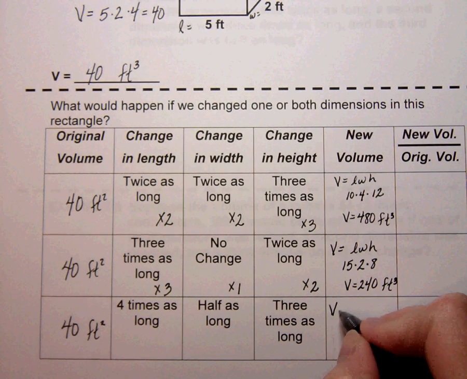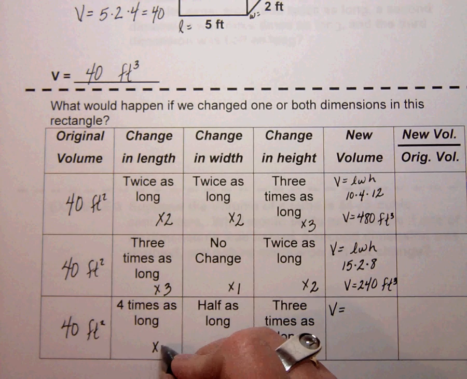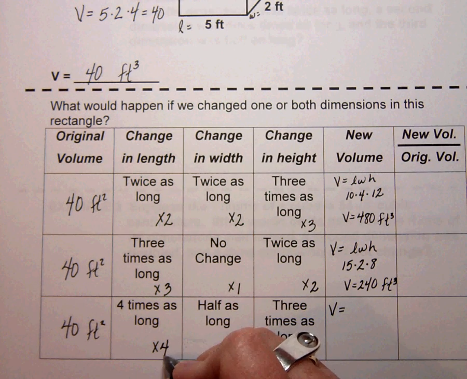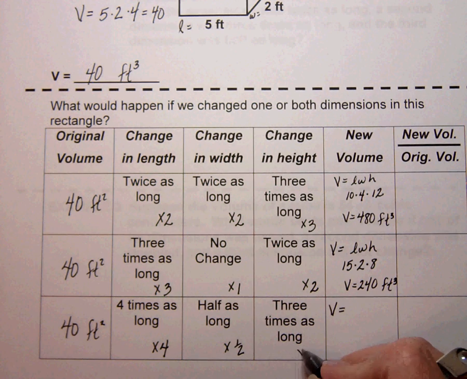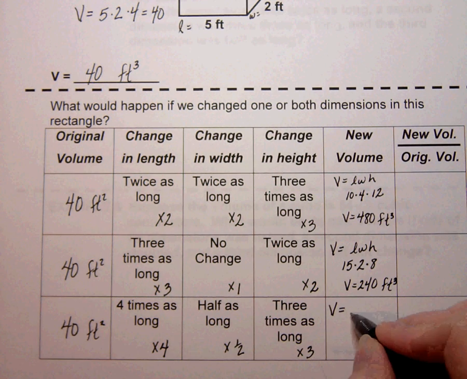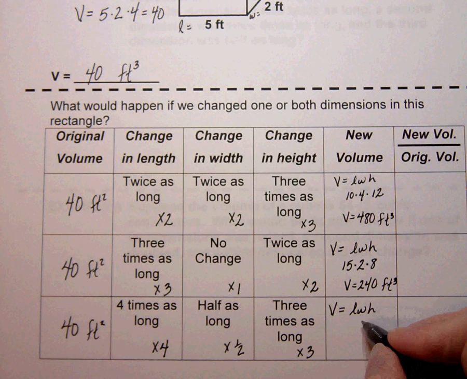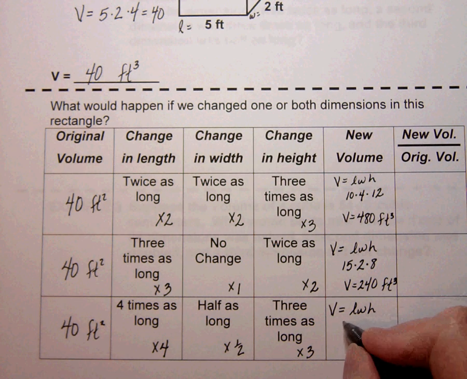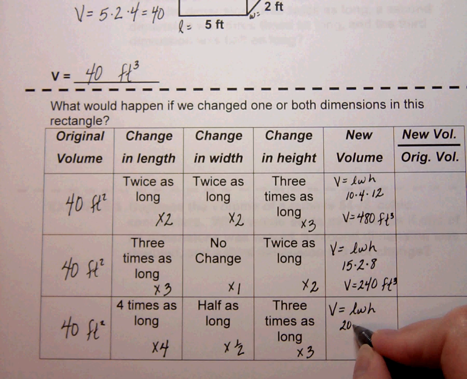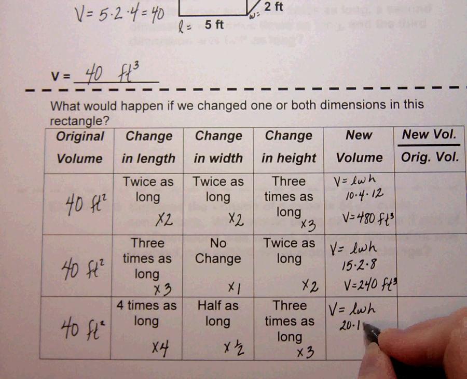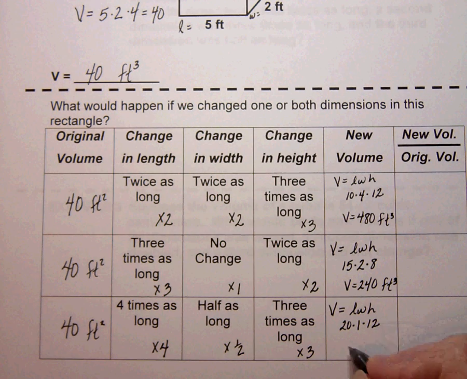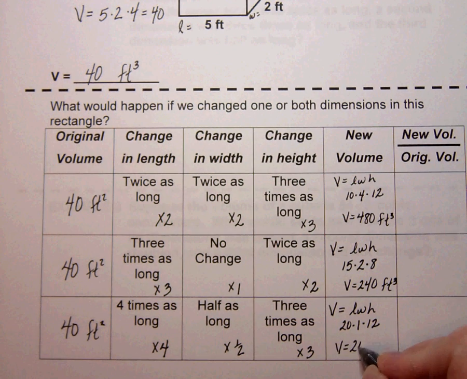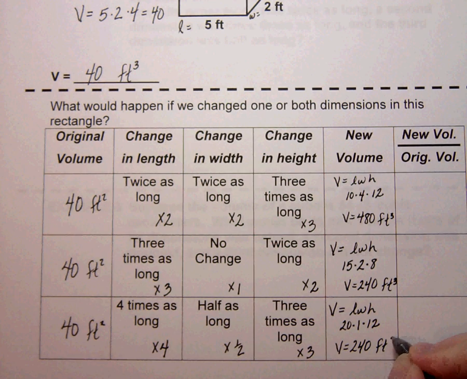Let's talk about the next one. The next one, the length is going to change 4 times. We're going to multiply half times the width, and we're going to multiply 3 times the height. So on this one, your new volume, your length, 4 times 5 is 20. Half of your width would be 1. And your height is 3 times bigger, so that would be 12. So that's 20 times 12, so your volume, this one comes out to be also 240 cubic feet.